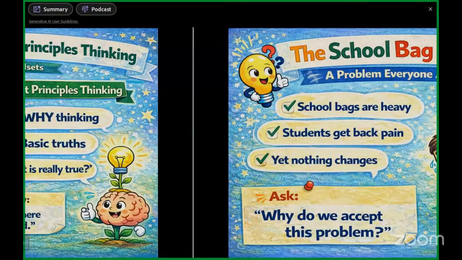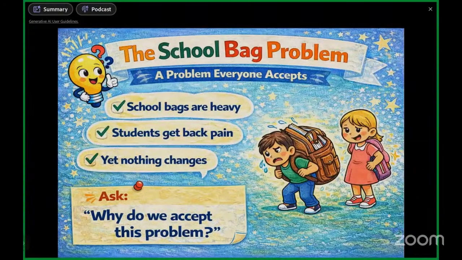Let us take your school bag problem. If you guys remember, over the past few weeks, whenever we take up a training module, we are starting with the most basic example, the example of your school bag. Everybody knows the school bags are very heavy. Students get a lot of back pain because of carrying those bags, but nothing changes.